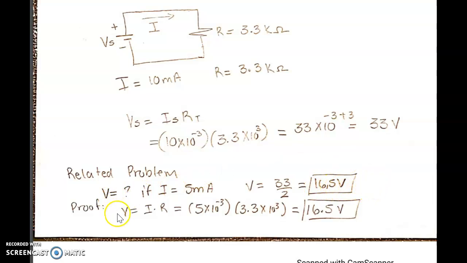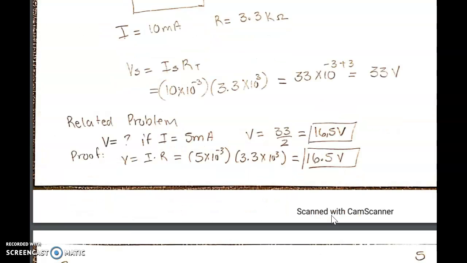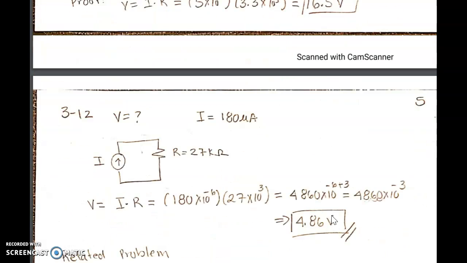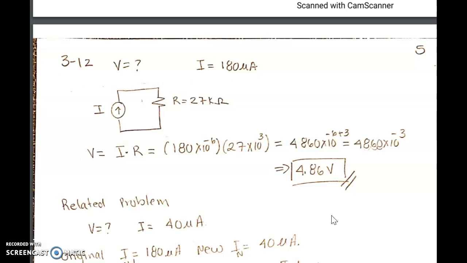We can prove that using Ohm's law, where we have the new value for the current and the resistor stays constant. So we just multiply it out, and guess what? We get the same answer. So we could use that. We don't need to go through all the hassle of solving every time. We can use that relationship.